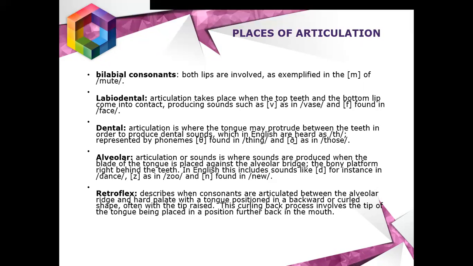We have dental. For this, we have th in think or the in those. Dental is also called interdental. It's the same. Then we have alveolar, and for this we have t, d, s, z, n. This is alveolar. We have retroflex, described when consonants are articulated between the alveolar ridge and hard palate with the tongue position backward or curled. For this retroflex, we have r for ride or rule.